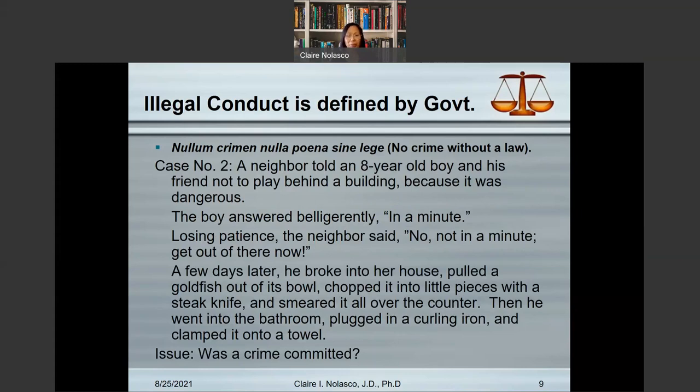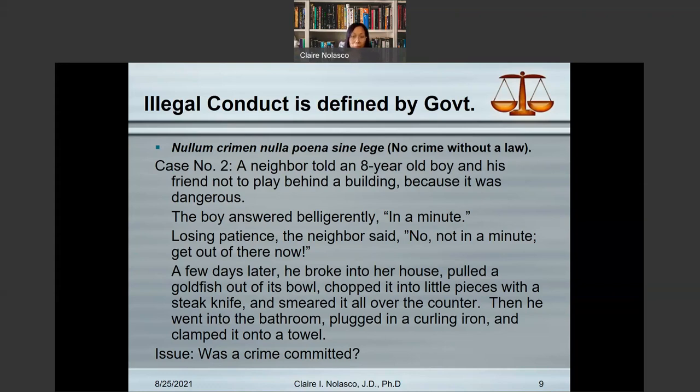A few days later, he broke into her house, pulled the goldfish out of its bowl, chopped it into little pieces with a steak knife, and smeared it all over the counter. Okay? Then he walked into the bathroom, plugged in a curling iron, and clamped it into a towel. Was a crime committed? What do you think?